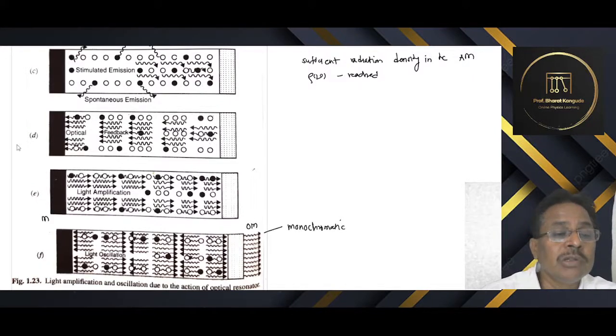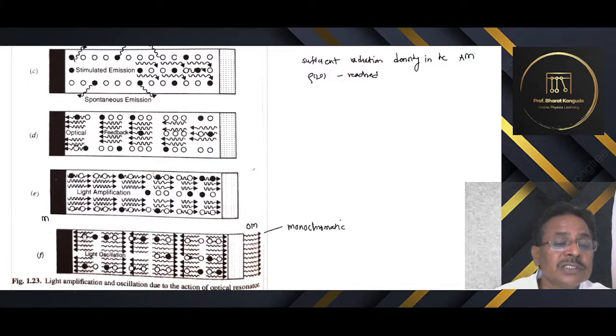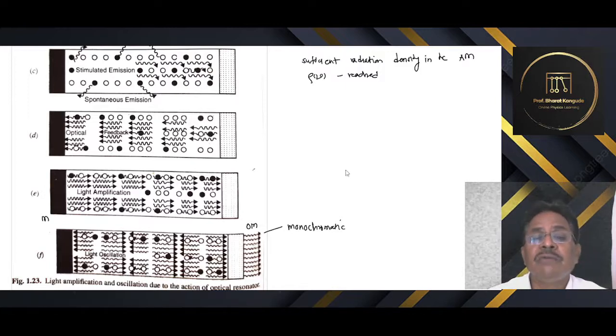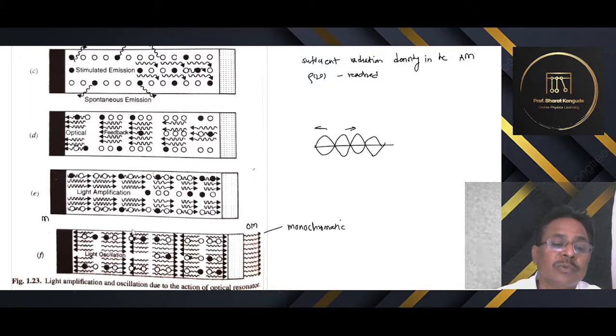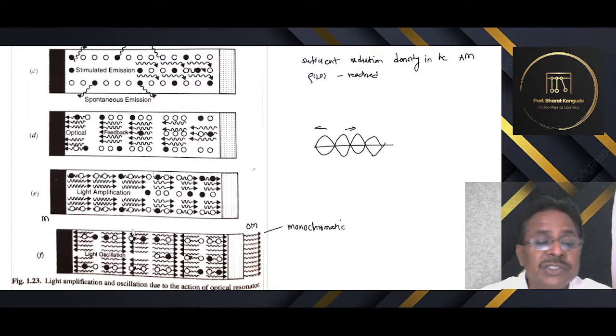In this diagram, all the radiations in E are shown to be in a particular direction, but when we reach stage F, there are certain radiations shown in the direction to the left hand side, and some radiations shown in the direction to the right hand side. This is like a standing wave. One wave is traveling in this direction and one wave is traveling in this direction, so this type of operation, which is said to be the standing waves, is generated.